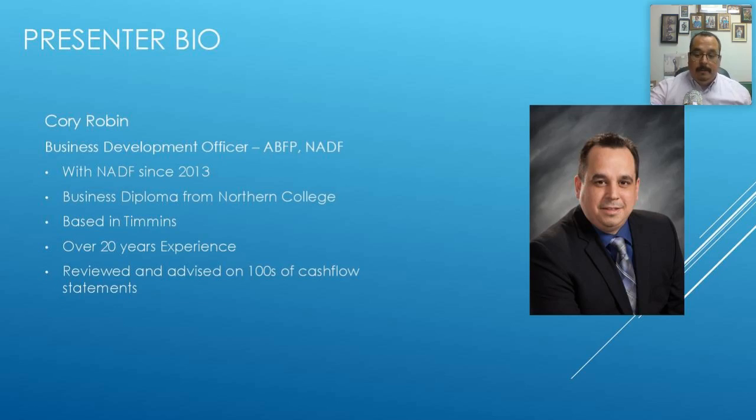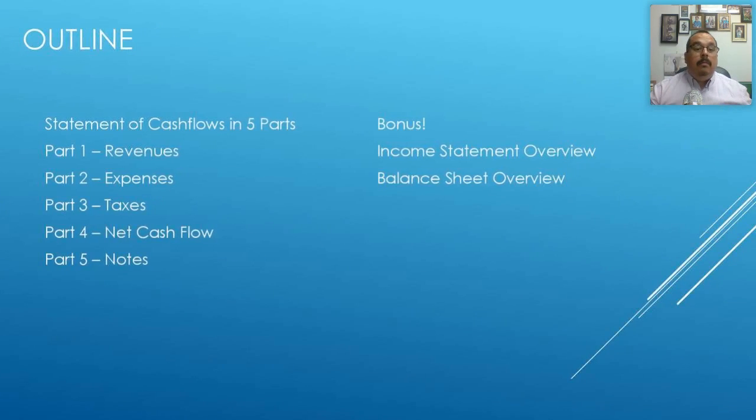So what we're going to do today is go over the statement of cash flows in 5 parts. The first 5 parts are going to be revenue, the expenses, taxes, the net cash flow, and notes. And if we have time at the end, we're going to give a brief overview of the income statement and balance sheet.